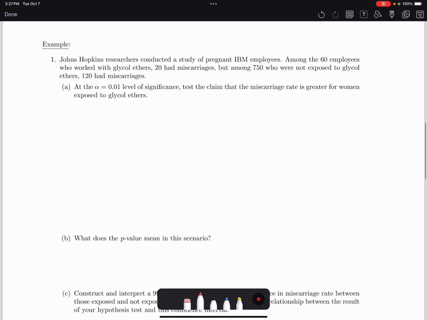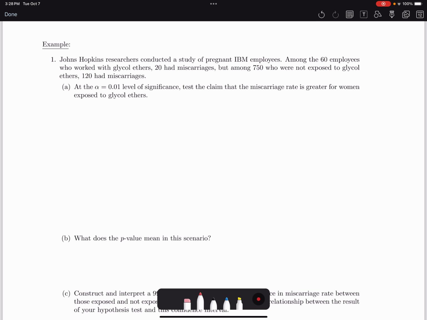Okay. Well, in order to run this test, we're going to be comparing two groups, right? Women who were exposed and women who were not exposed. By the way, glycol ethers are found in certain cleaning supplies. So anyway, we want to compare these two groups of women, and so we need to label them.